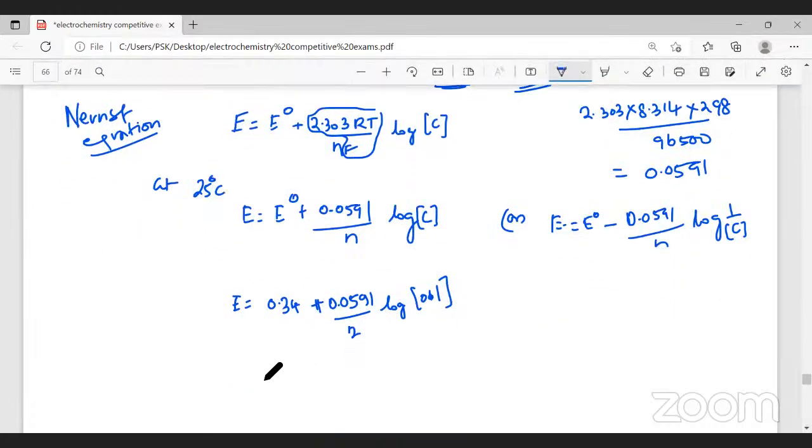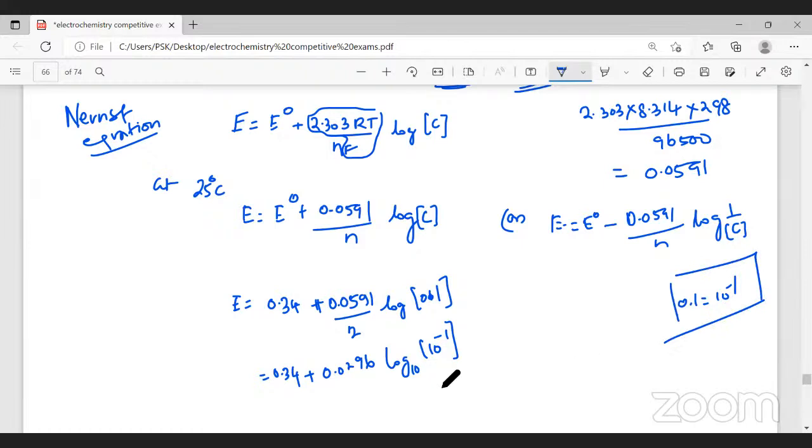Now, I can write this equation as 0.34 plus, if you divide this, you will get 0.0296 or so, half of it. Log 0.1, can I write it as log to the base 10 of 10 to the power minus 1? Can we write 0.1 as 10 to the power minus 1? Yes or no?